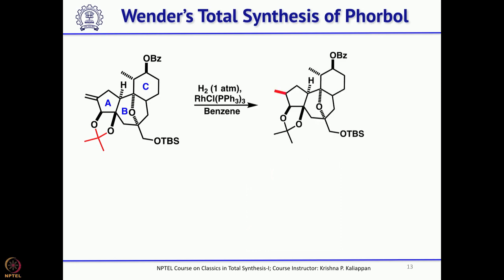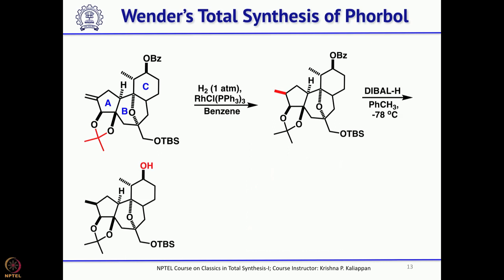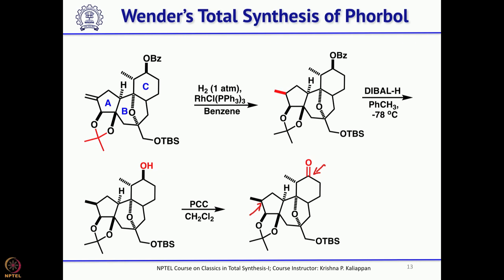First, reduce with Wilkinson catalyst so that you get high selectivity, you get the beta methyl. Then the benzoate was removed by reductive removal. DIBAL removed the benzoate to get the alcohol. Then the alcohol was oxidized with PCC. So now you have got the ketone. What is to be done is, you have to introduce the dimethyl cyclopropane as well as a hydroxyl group. So two things have to be done.